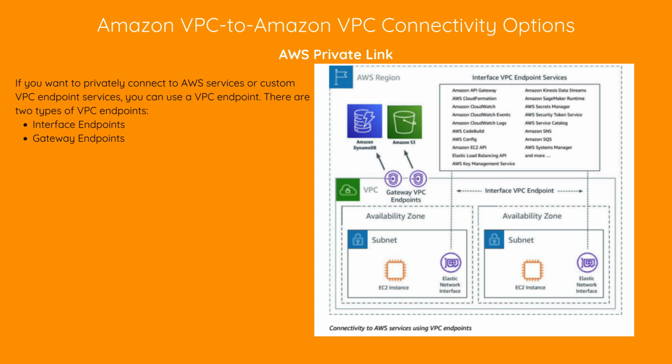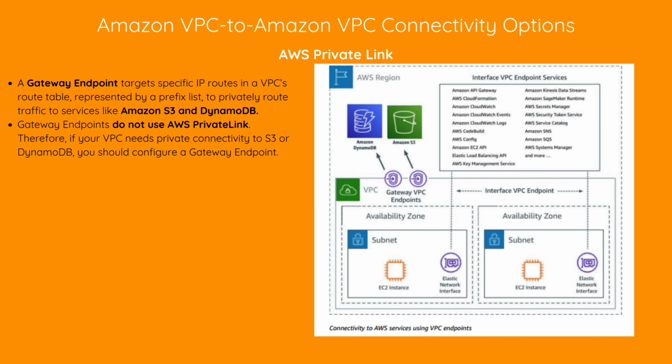If you want to privately connect to AWS services or custom VPC endpoint services, you can use a VPC endpoint. There are two types of VPC endpoints: interface endpoints and gateway endpoints. A gateway endpoint targets specific IP routes in a VPC's route table, represented by a prefix list, to privately route traffic to services like Amazon S3 and DynamoDB. Gateway endpoints do not use AWS PrivateLink. Therefore, if your VPC needs private connectivity to S3 or DynamoDB, you should configure a gateway endpoint.